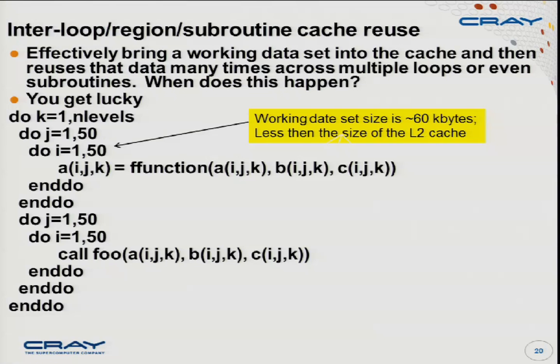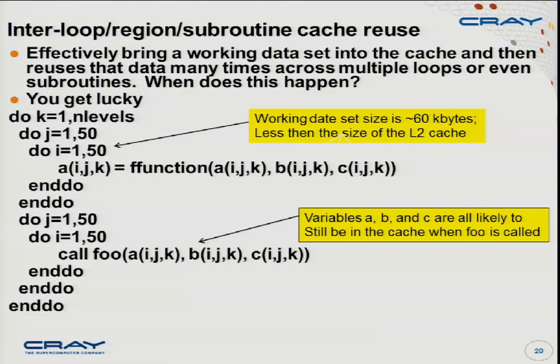And so if this function was relatively complex and this subroutine is relatively complex and used A, B, and C in both cases, you actually got cache reuse between these two things. It might not have been L1 cache reuse, but it was maybe L2 or maybe even L3 cache reuse, and preserved that precious memory bandwidth. So that's a possibility. This basically says, because the working set size is smaller than the L2, A, B, and C are likely to be still in cache when foo is called.